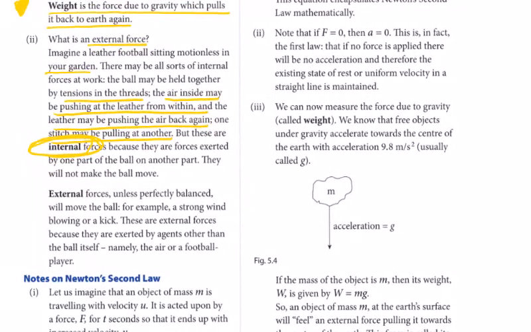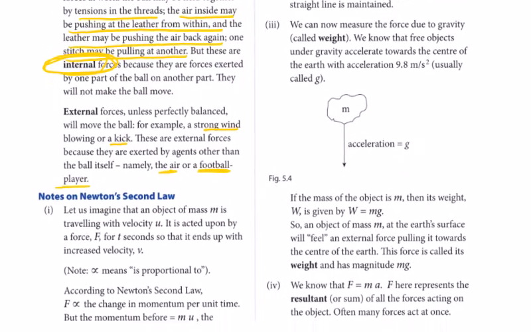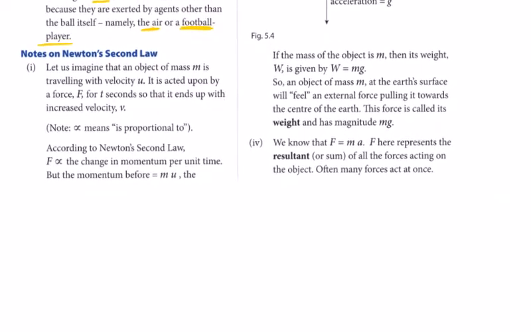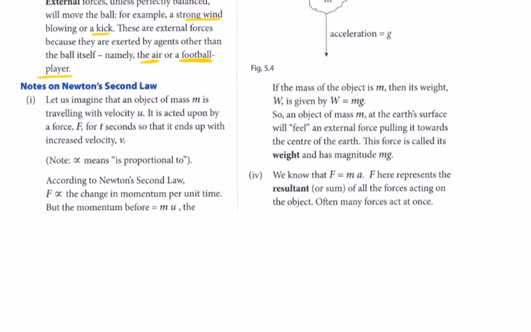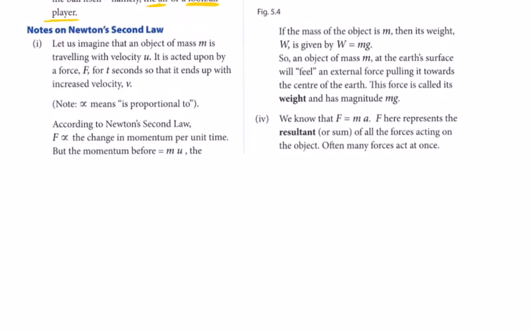Obviously you could run out into your garden and give it a kick. A strong wind could blow it. Kick, strong wind, and these are exerted on by agents other than the ball itself, namely air or you running out into the garden as a football player to give it a kick. So let's look at the notes on the second law. I know I'm rushing through these, maybe 3 or 4 minutes of video, but you guys are going to pause these and put these notes neatly into your copy.